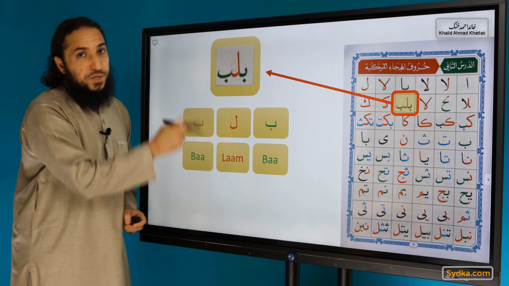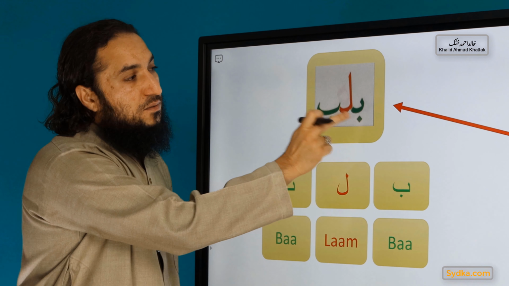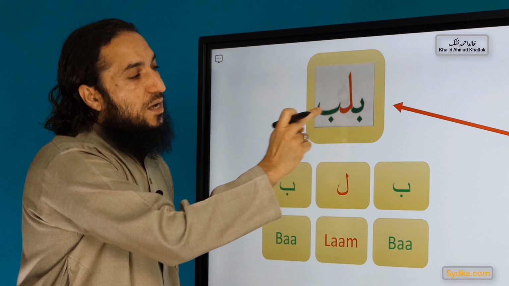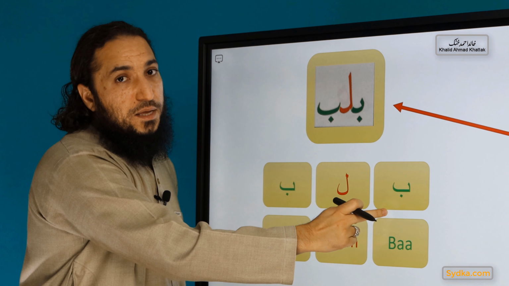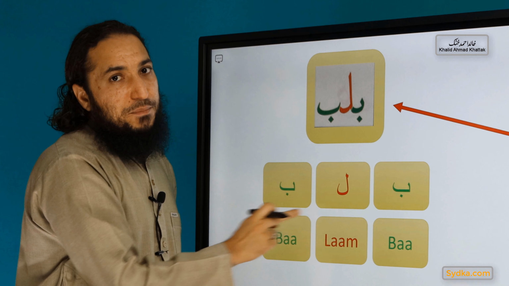Okay. That's the combination of three letters. So the first one is ba, which is green, the red one is lam, and the green one is ba. Ba lam ba.